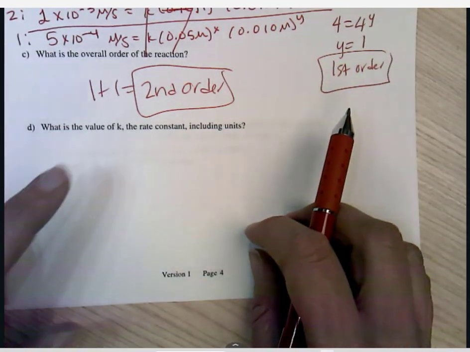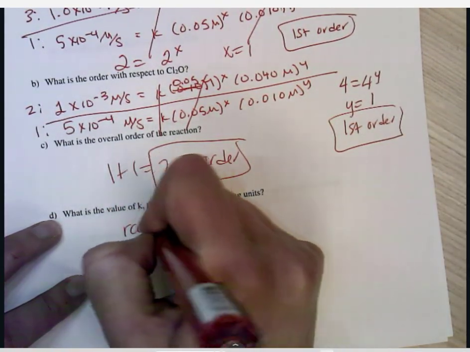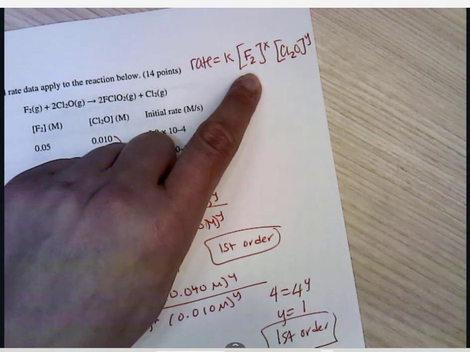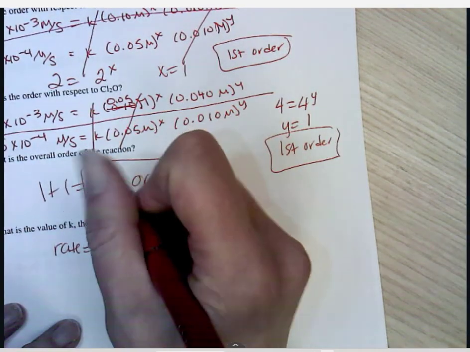All right, and then finally it's asking me for the rate constant, so I'm going to go back and write my rate law, but I'm going to plug in 1s now for my exponents, which basically means just get rid of them, right?